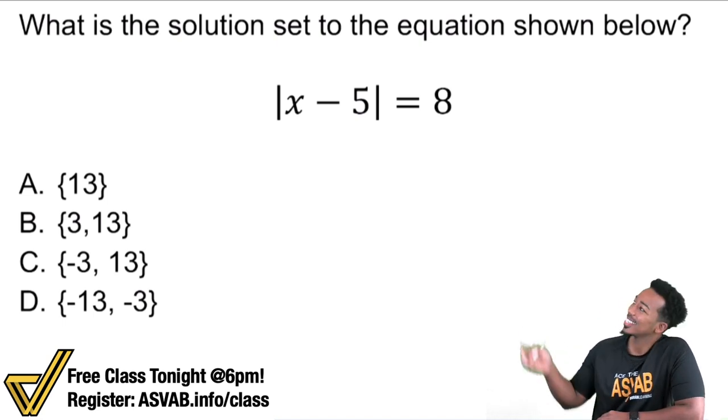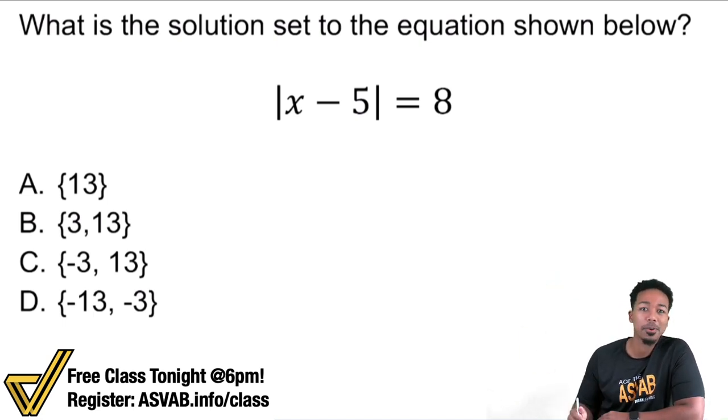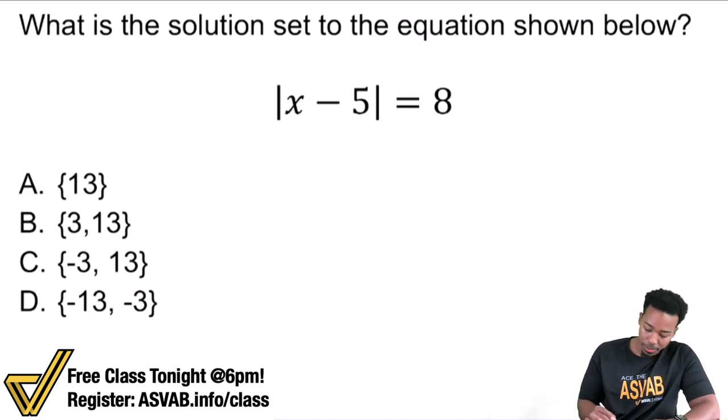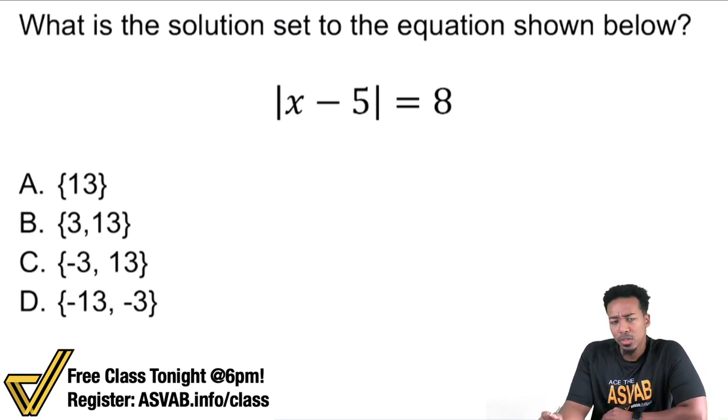But with that said, let's go ahead and crush this, that way we can feel a little better about absolute value. So the problem reads, the absolute value of x minus 5 is equal to 8. Okay, so how do we tackle this?